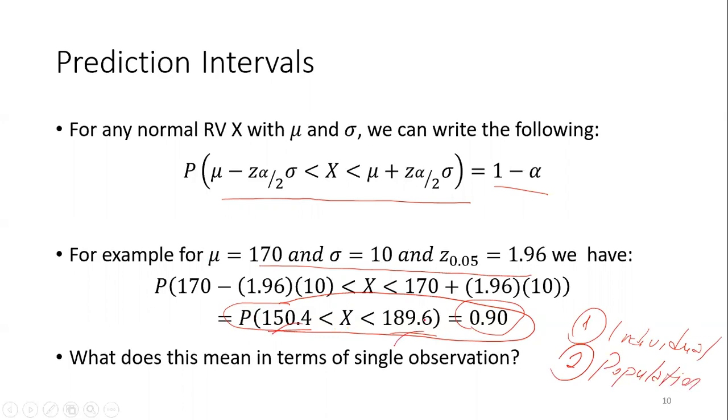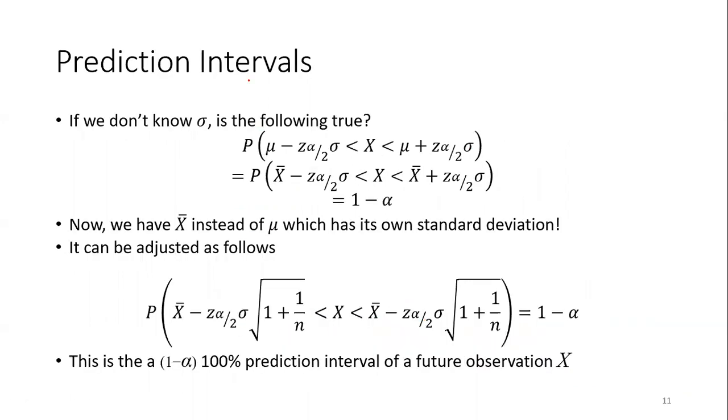Okay. So if you don't know sigma, we just said that mu minus z alpha over 2 times sigma and mu plus z alpha over 2 times sigma is equal to 1 minus alpha, right? So if you don't know mu, can you write this? Instead of mu, just plug in x bar. Is this still true, that x is between x bar minus z alpha over 2 sigma and x bar plus z alpha over 2 sigma, and that probability is 1 minus alpha?